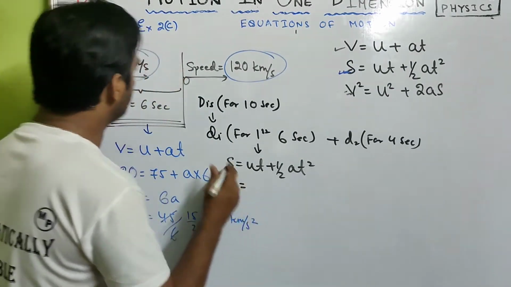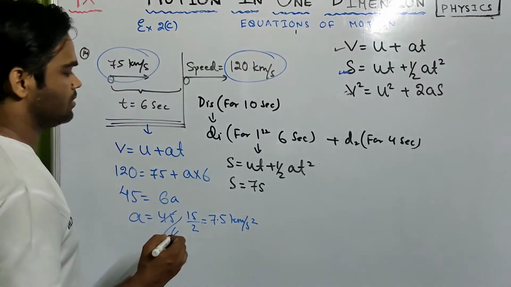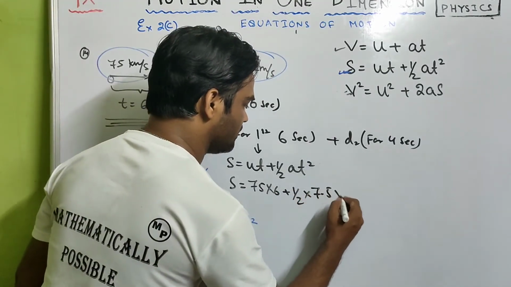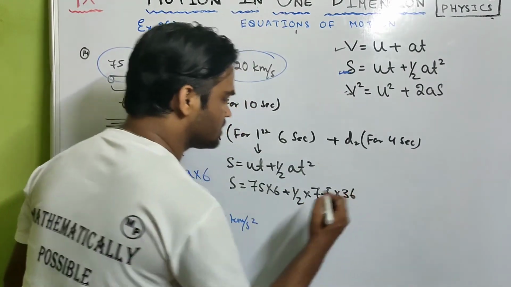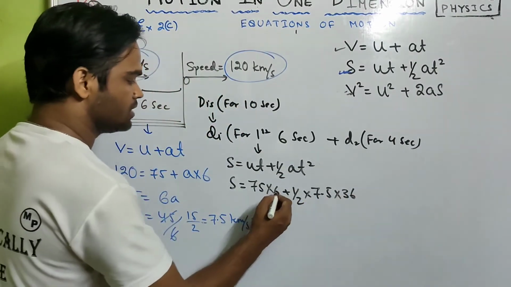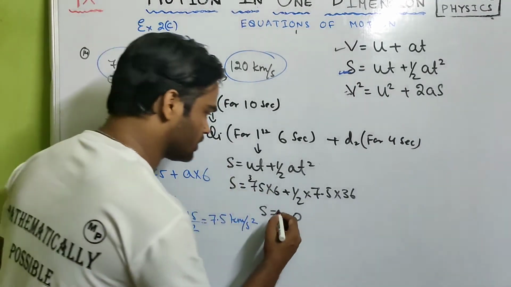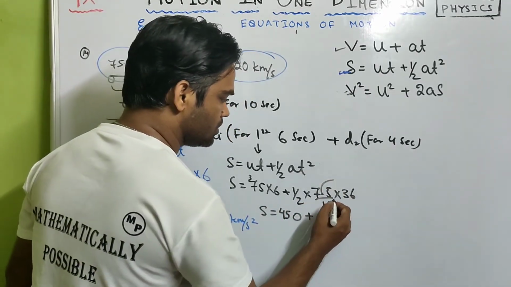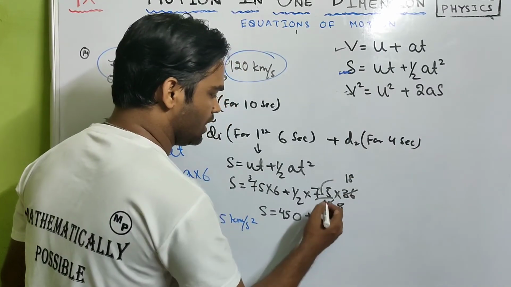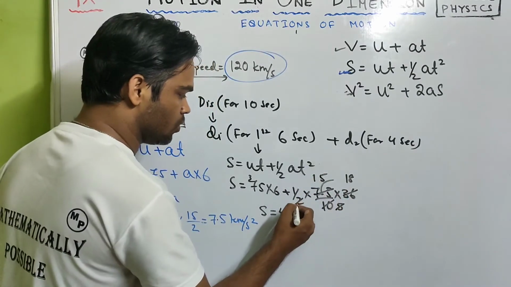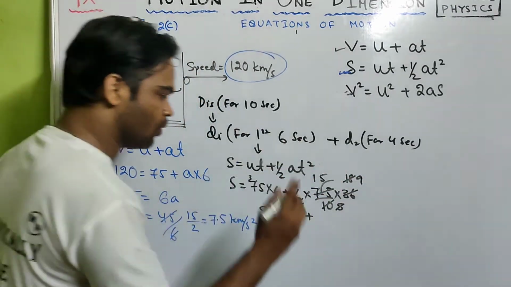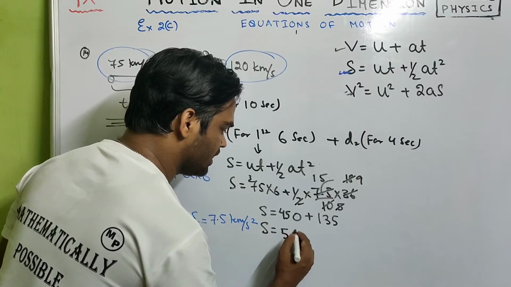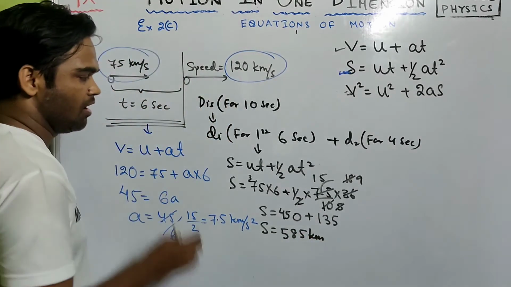S is distance. U is 75, t is 6, plus half, a is 7.5, t is 6, 6 square is 36. So your S is 6 5s are 30, 6 7s are 42, 45 plus half of 7.5 into 36, which is 15 into 9 is 135. I just calculated the value. So S is 585 kilometer for the first 6 seconds.